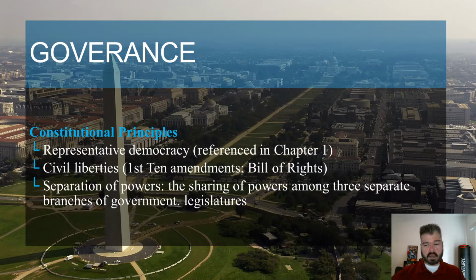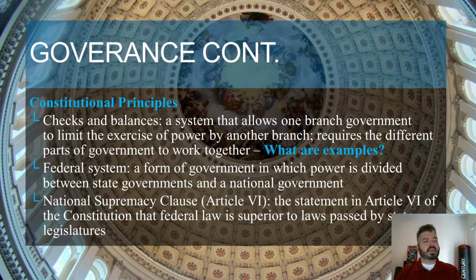The president, only they can make the appointment to the Supreme Court. But at the same time, they have to get the confirmation from the U.S. Senate. So you see how all this works out. We have separation of powers. Responsibilities are broken up. We have checks and balances, a system that allows one branch of government to limit the exercise of power by another branch, and requires different parts of government to work together.